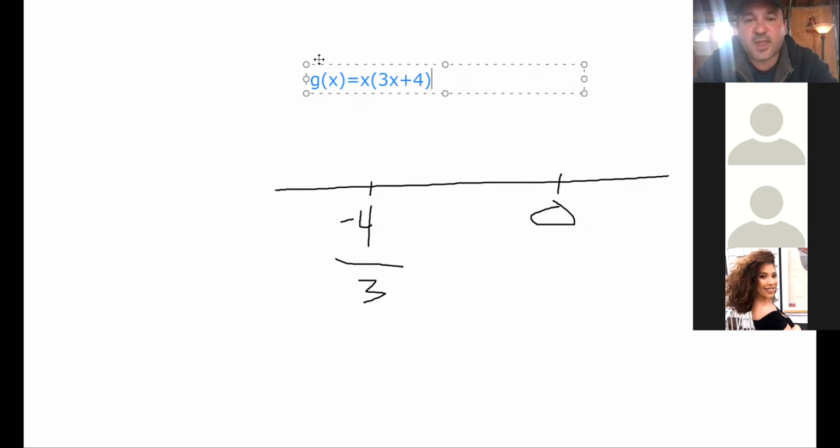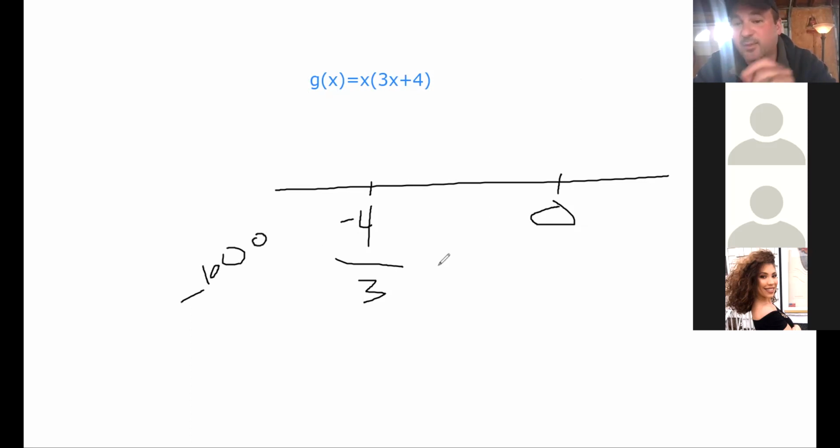So now we've got to pick some numbers, and pick the easiest numbers possible. So for example, something left of negative 4/3, negative 1,000. Sometimes a really large number will help with your calculations to make them faster. A number in between negative 4/3 and 0, negative 1. It's an easy number to work with. And then to the right of 0, 1,000.